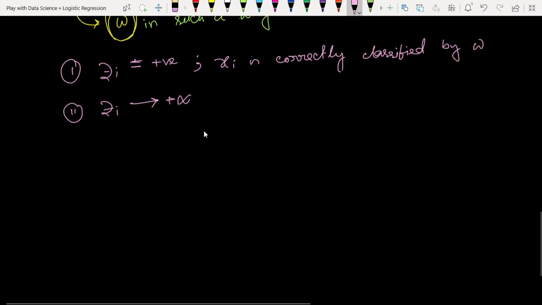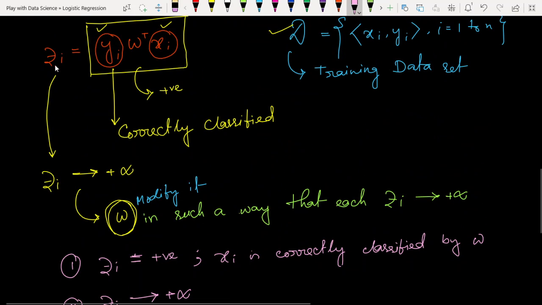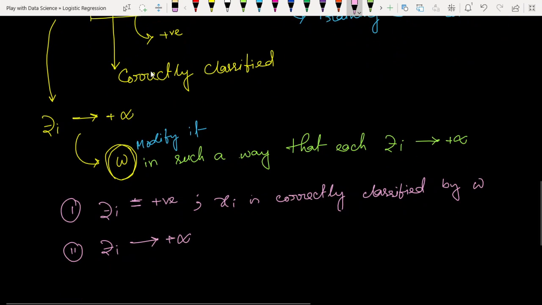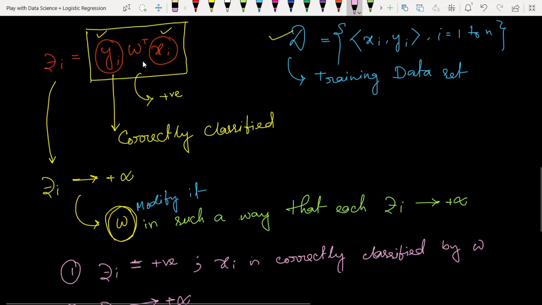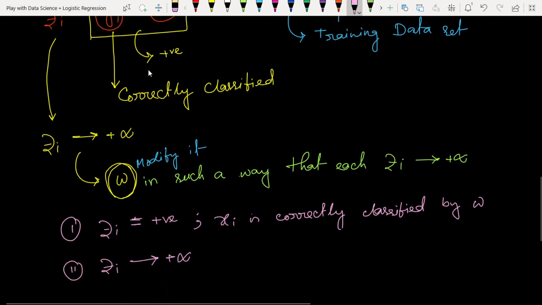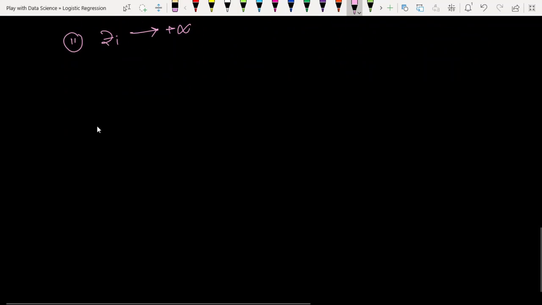But one thing, you see that zi is totally dependent on w, means xi and yi are coming from our training dataset, that is fixed. We don't know about this term. Only we have to handle the w. If our zi tends to plus infinity, then what will be the value of w? Then wi is also plus infinity.